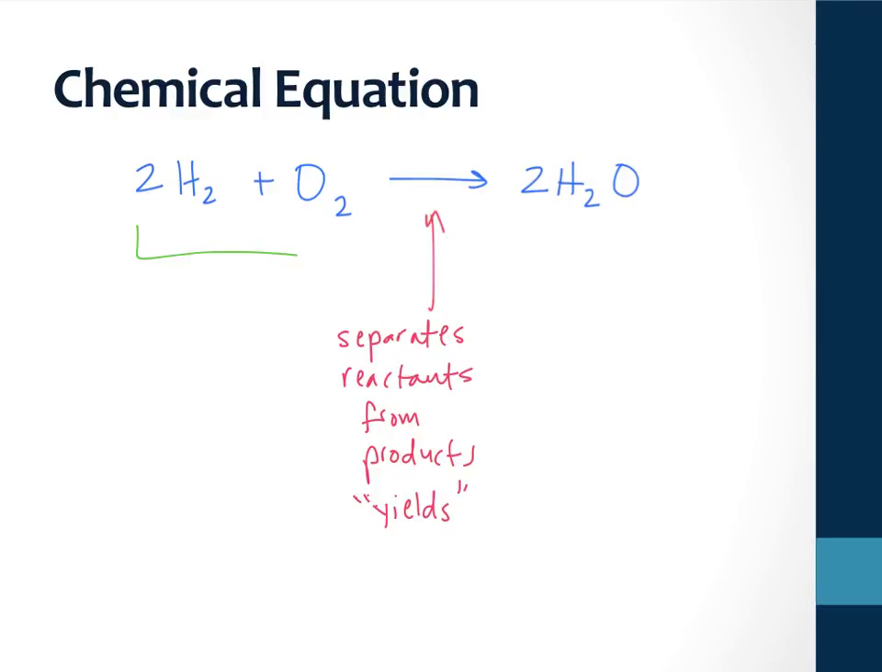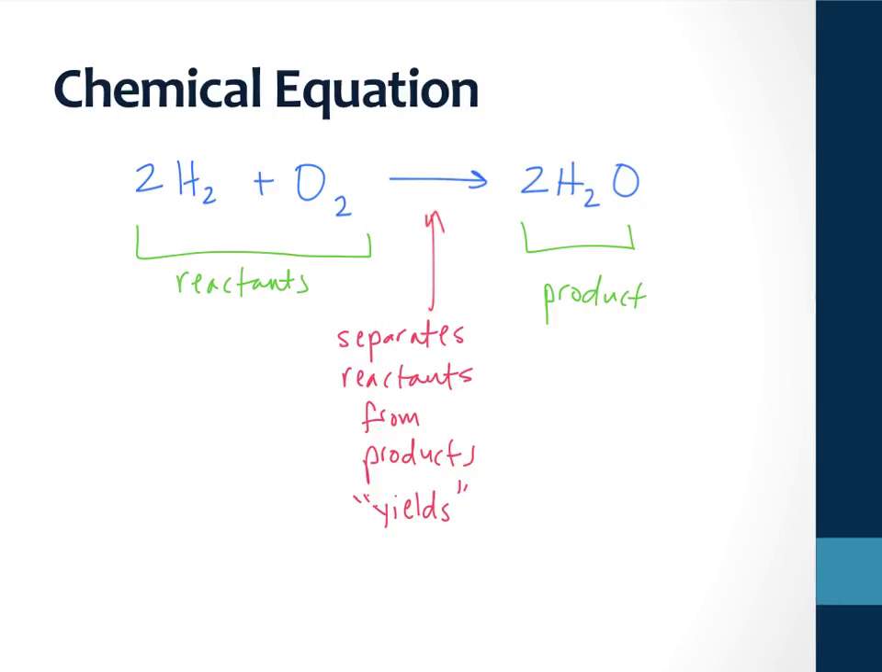And what do we mean by reactants and products? So this side over here is the reactants side. So these are the two things you need to start out with to make, over here, the product side. So reactants yield product. Reactants produce product. Exactly like that.